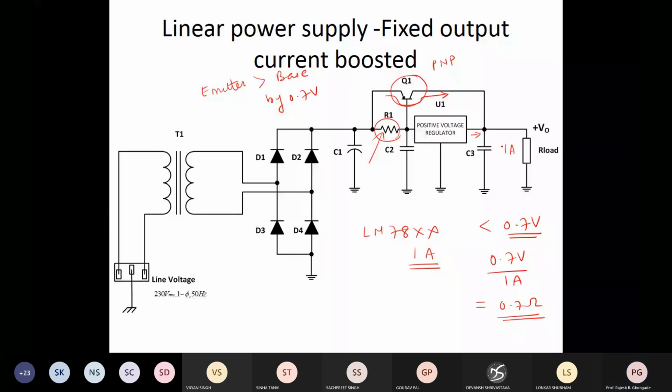So this Q1 is switched off. It is not turned on. But as soon as I start drawing more current, 1.5 ampere, let us say, then the drop across this will be sufficient to turn this transistor on, and whatever is the excess current will be passed through this. So finally you get a total of 1.5 amperes, for example, here. Have you understood the mechanism? This is called current boosting.